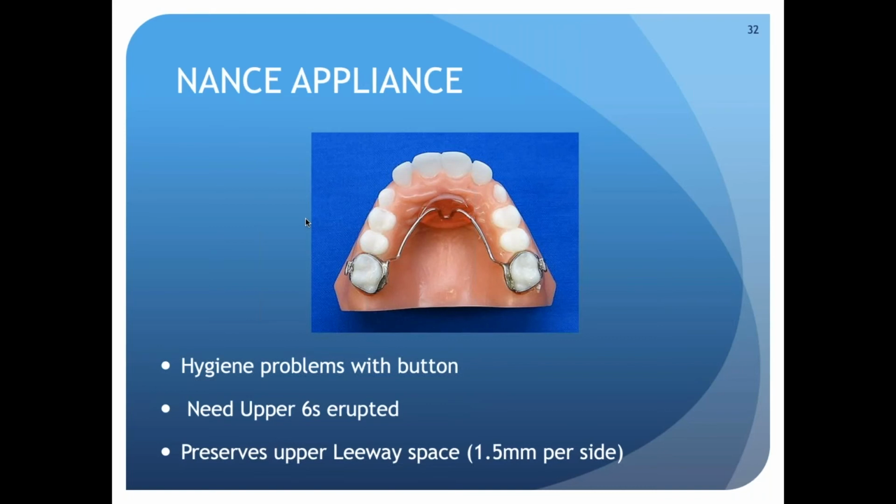One of the problems with this, as you can imagine, is food can get packed into that button, and there can be hygiene problems. But this can help us bilaterally keep the space. Now, there's nothing wrong with placing a band and loop bilaterally, doing 2 single appliances, but some people find it easier to place this single appliance to save space on both sides.